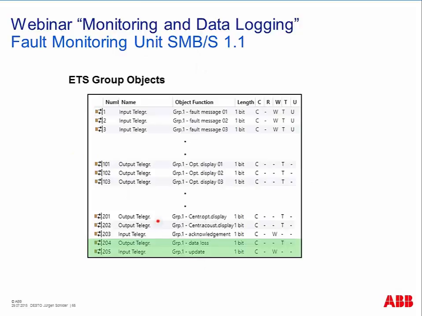And here a small overview of not all, but of the main group objects. You see here for each fault signal we have a fault input, we have an own local fault message available. Sorry, this is the connection to the binary input, for example. And here we have our local optical indication for fault number 1, and so on for all the other faults. Here's a central indication, optical and acoustical, and the acknowledgement. And then there are two other communication objects, data loss and update. What does it mean?